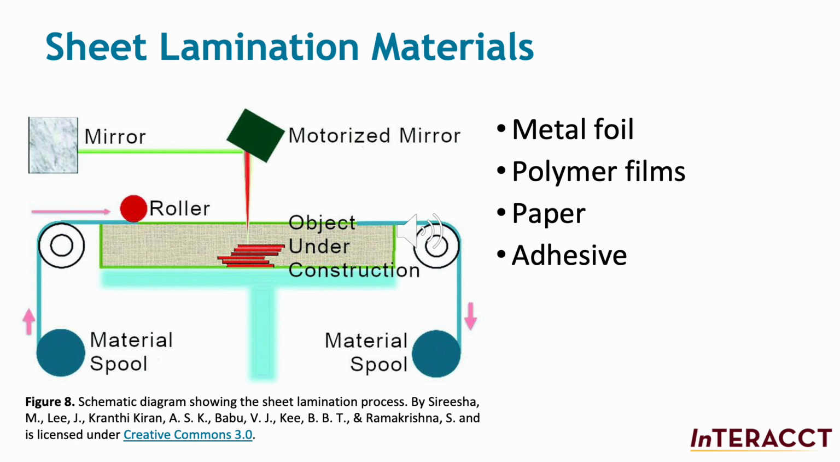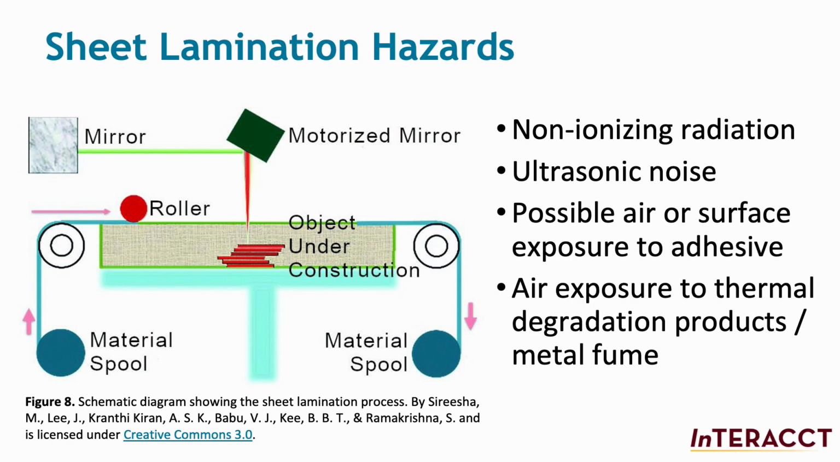Sheet lamination materials include metal foil, polymer films, paper, and adhesive. Other hazards include non-ionizing radiation and ultrasonic noise.